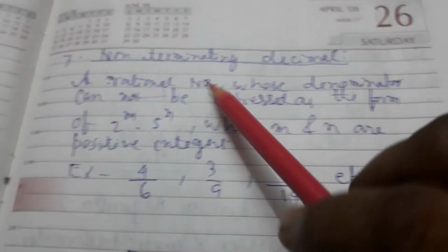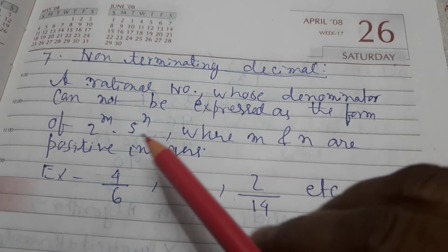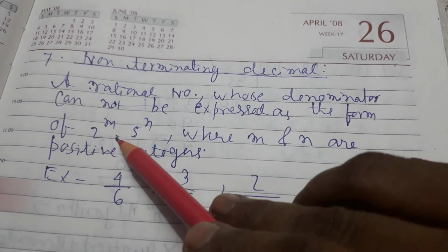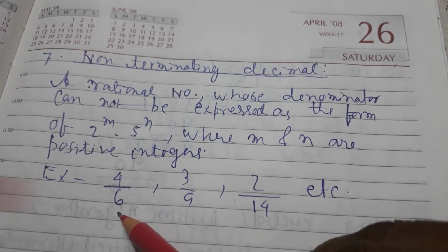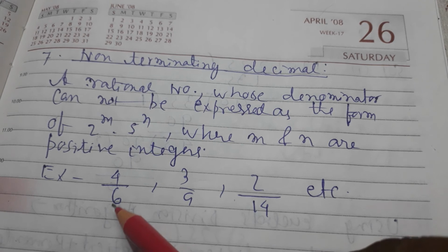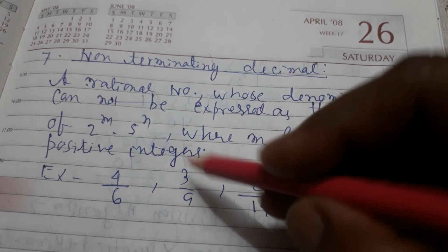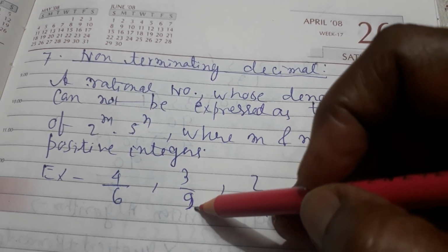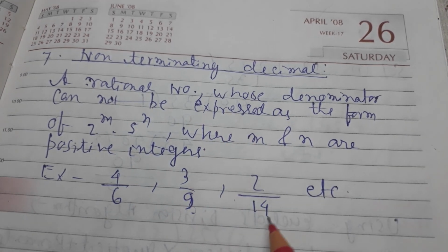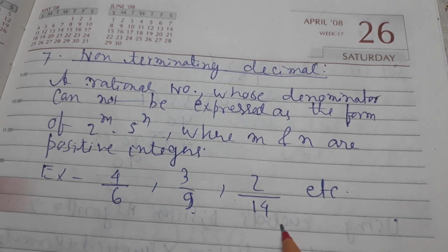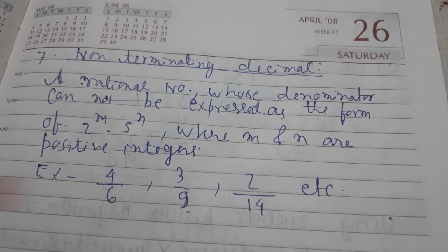And which are non-terminating decimals? A rational number whose denominator cannot be expressed in the form of 2 to the power m into 5 to the power n, where m and n are positive integers. That is 4 by 6. If you split up 6, you get 2 into 3. So it is a non-terminating decimal. If 9 is the denominator, 9 can be expressed as 3 into 3. So it is also a non-terminating decimal. And here the denominator is 14, 2 into 7. So 7 is present, and it is also a non-terminating decimal, etc.